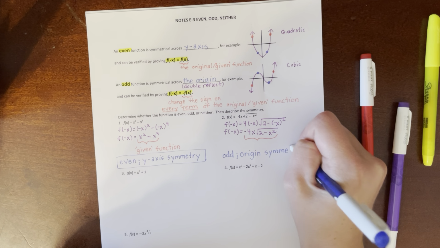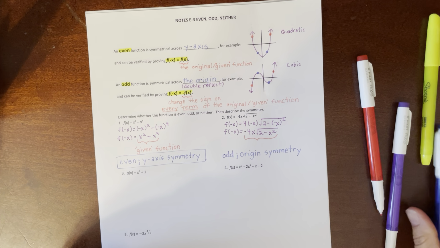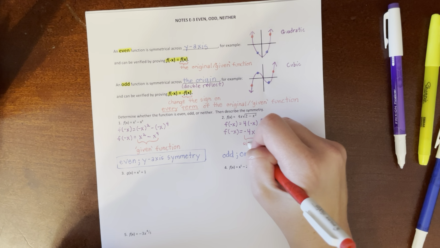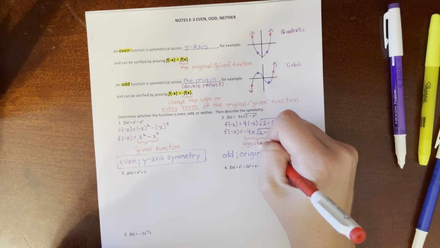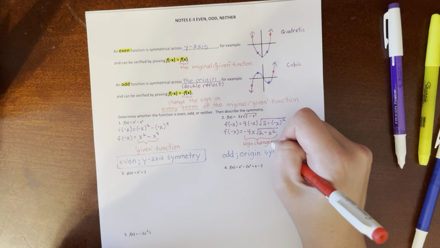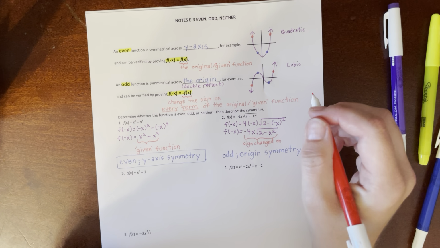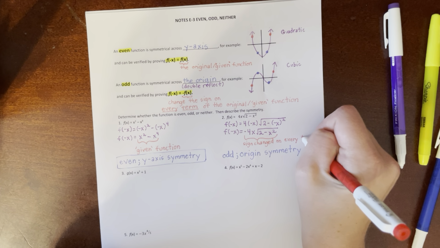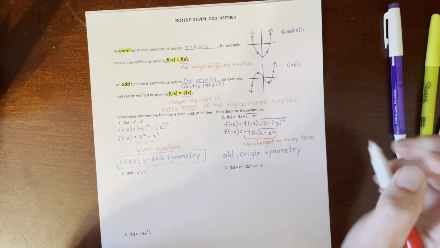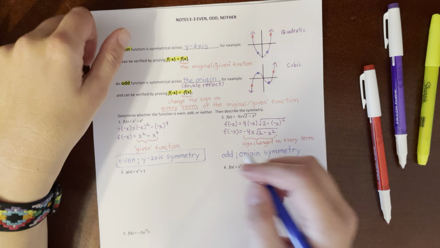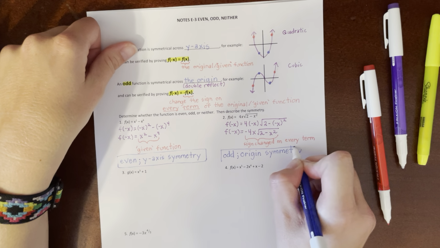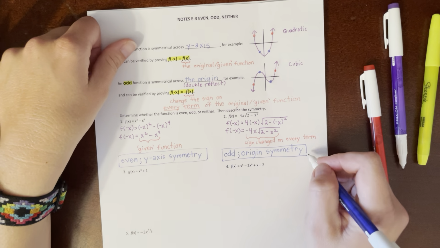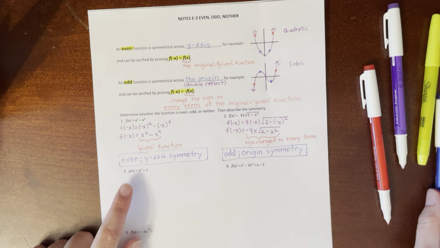Okay, and I'm not really sure what we could put here. We could say sign changed on every term, which I know is weird because there was only one term, but sign changed on every term. So therefore odd function with origin symmetry. Okay, let's look at number 3.